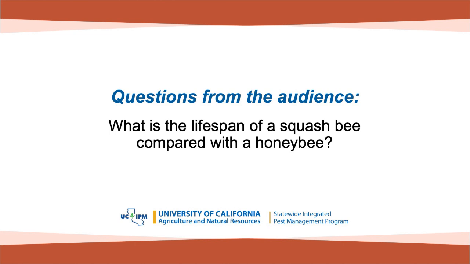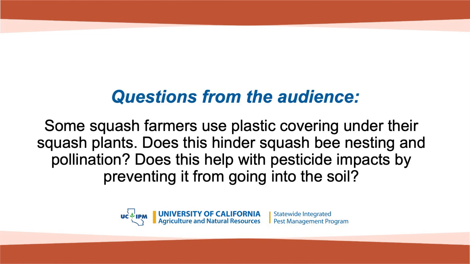Okay. And then some squash farmers use plastic covering under their squash plants. Does this hinder squash bee nesting and pollination? Does this help with pesticide impacts by preventing it from going into the soil? Okay, so you're talking about, does this reduce the pesticide? Like if you're applying pesticides foliarly to the crop, it reduces the entrance into the soil. I would say absolutely, that would be my guess. I've never done this work.